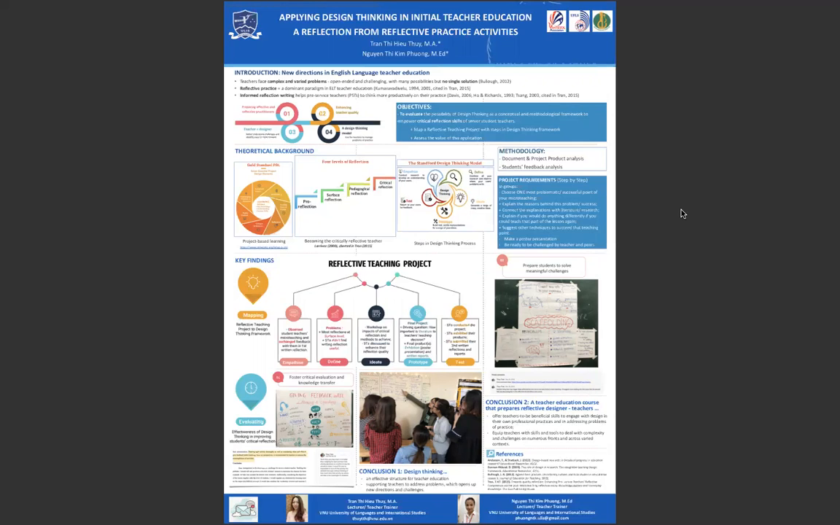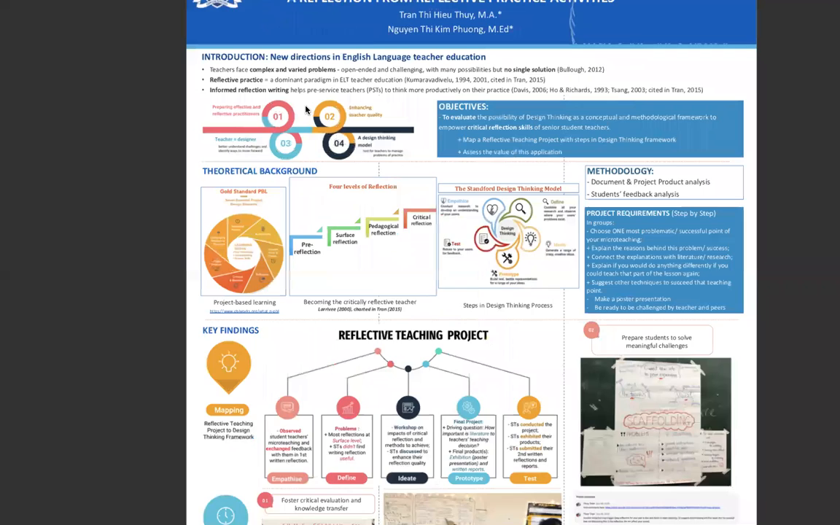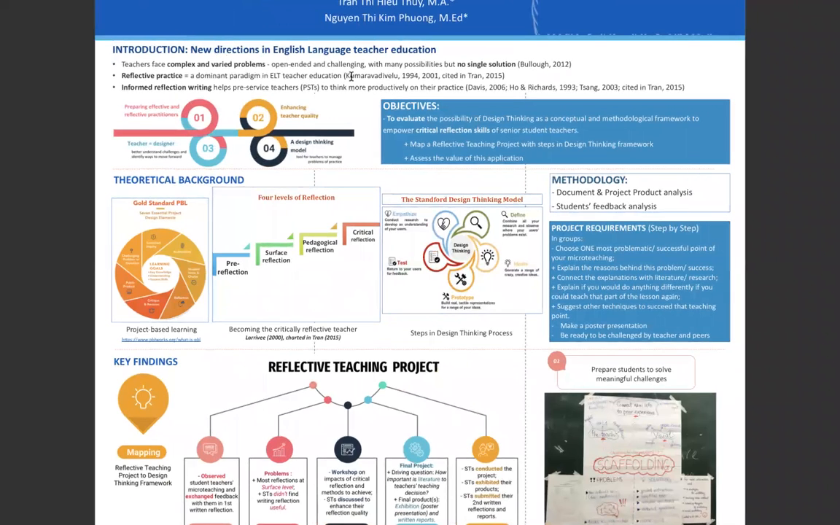First, let me tour you through the key parts of the poster. We will start by looking at the rationale for the study, which will picture the current trends and new direction in English language teacher education. Then we're going to see the objectives and a summary of the methodology of this study. The theoretical background will be discussed thoroughly to lay a strong foundation for the design of the project, in this case, the reflective teaching project.